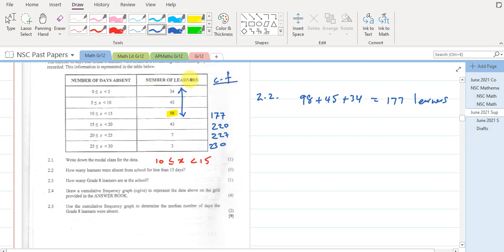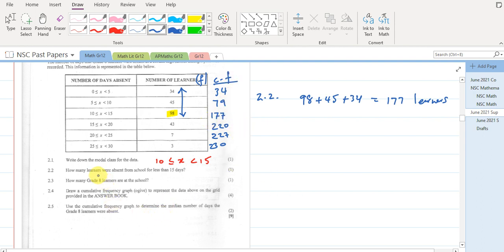So working the cumulative frequency out: 34 plus 45, 4 and 5 is 9, and 3 and 4 is 7, so 79 plus 98 gives us 177. So it's correct. How many learners were absent from school for less than 15 days? 177. If they asked us for the percentage of learners, we'd say 177 out of 230, but they didn't ask us that.